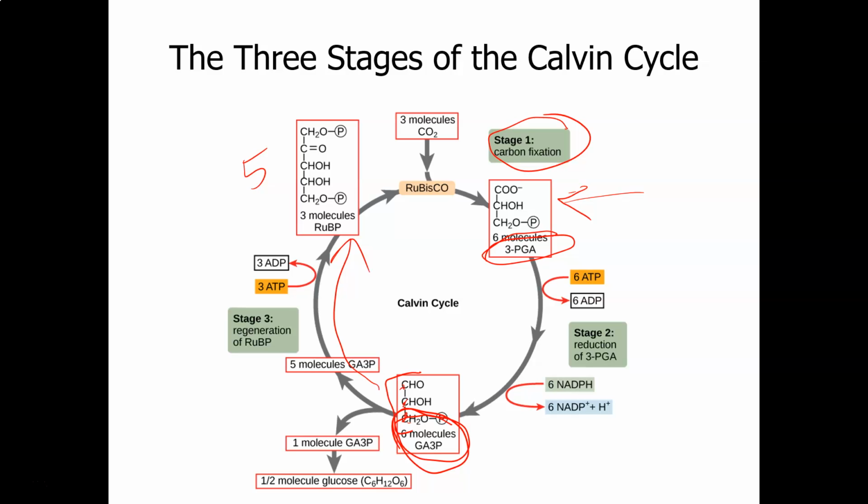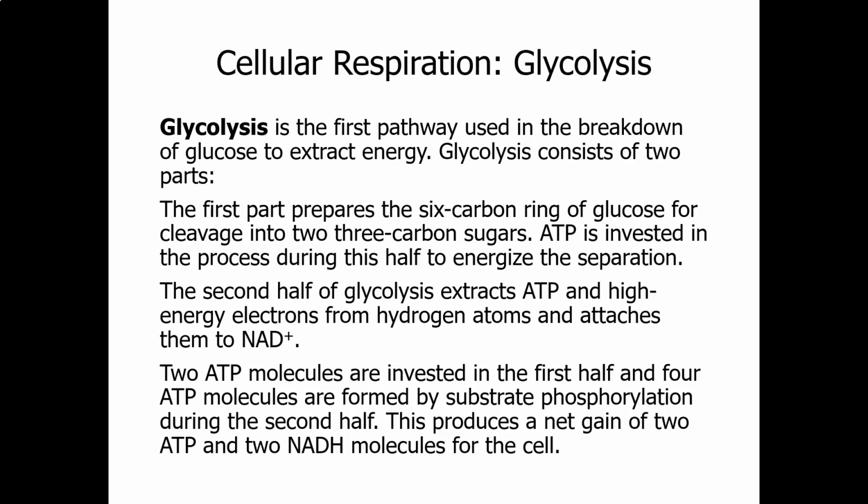And then in stage 2, we have reduction of this molecule. It's reduced, and that's when the G3P is produced, GA3P. And then we have the regeneration of RuBP, which of course uses 5 molecules of GA3P for every 1 molecule that's used to produce glucose. And in the next lecture, we're going to move on to cellular respiration and talk about that a little bit more.